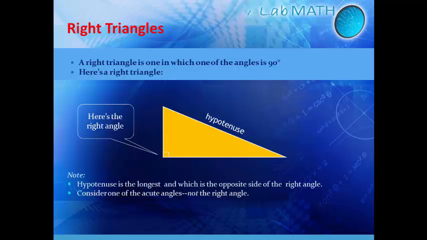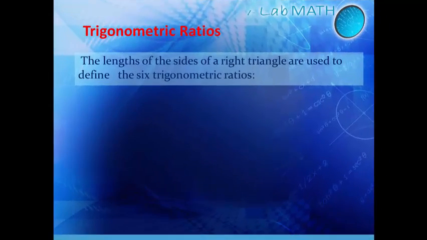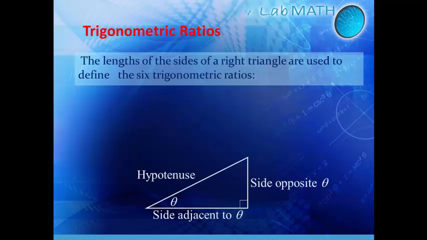Consider one of the acute angles, not the right angle, here. Name the other two sides relative to that acute angle as the opposite and adjacent side. The lengths of the sides of a right triangle are used to define the 6 trigonometric ratios. Here is our right triangle with a right angle, an acute angle theta. We have the side opposite to theta, the side adjacent to theta, and the hypotenuse side.